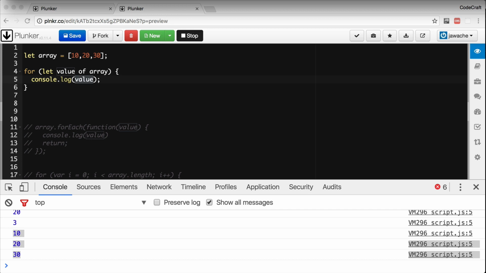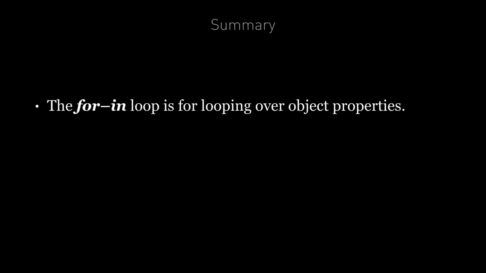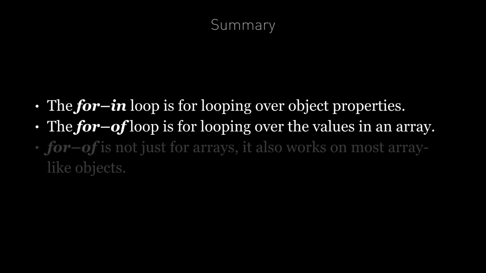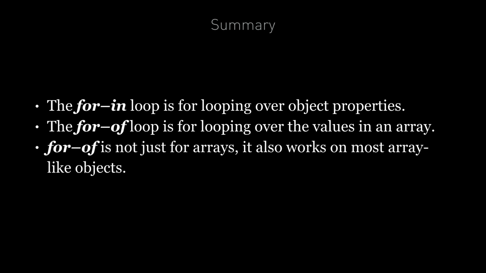So this is the most concise way of looping through array elements. It avoids all the pitfalls of for-in, and it works with break, continue, and return. In summary, the for-in loop is for looping over an object's properties. The for-of loop is for looping over the values in an array. And the for-of is not just for arrays. It also works with most array-like objects, including the new set and map types, which we'll cover in the next lecture.